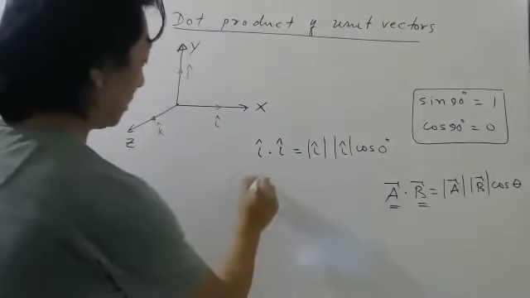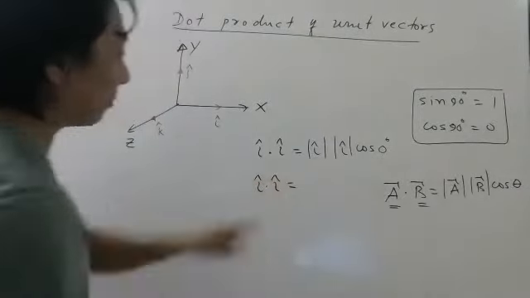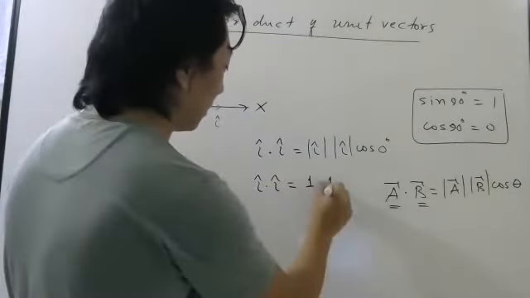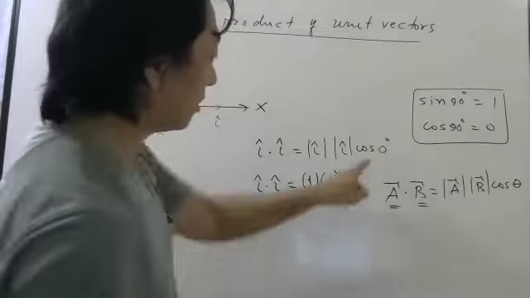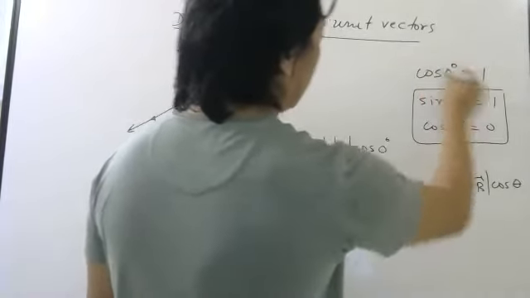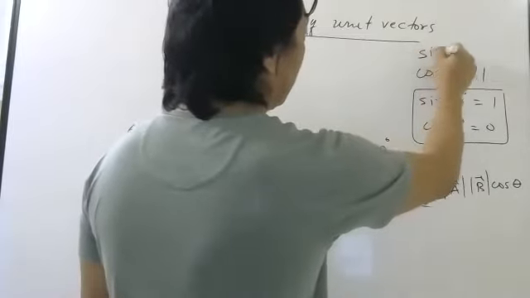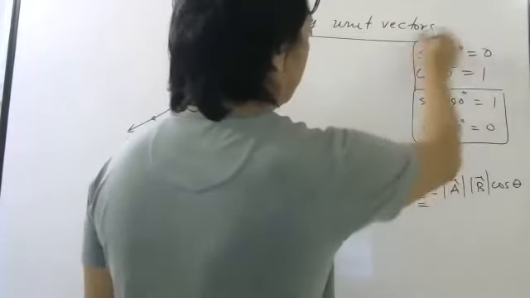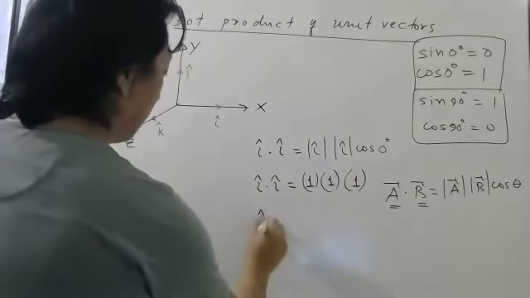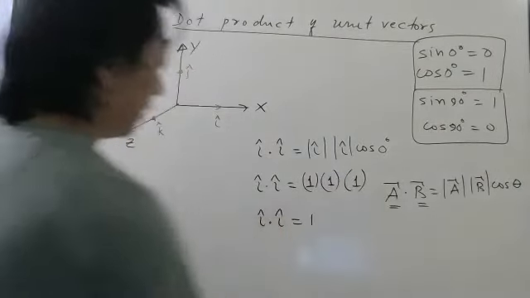So what will be the answer? i cap dot i cap. What is the magnitude of unit vector? 1. Magnitude of unit vector is 1. And cos 0 is also 1. All those values you should know, okay? Cos 0 is 1. Sin 0 is 0. So what will be i cap dot i cap? That will be 1.